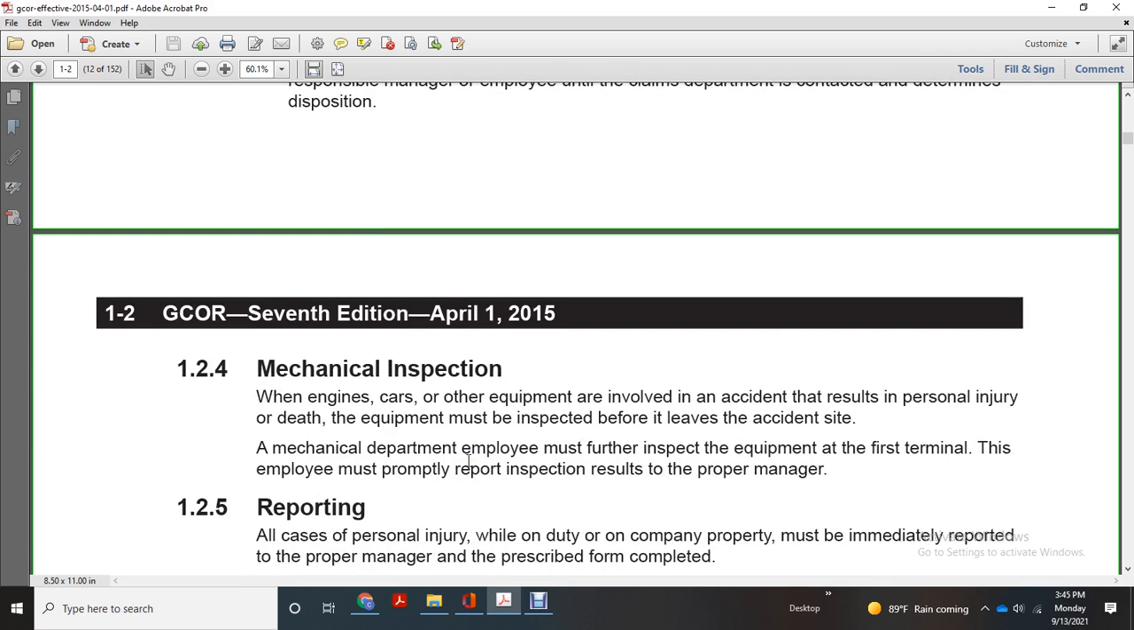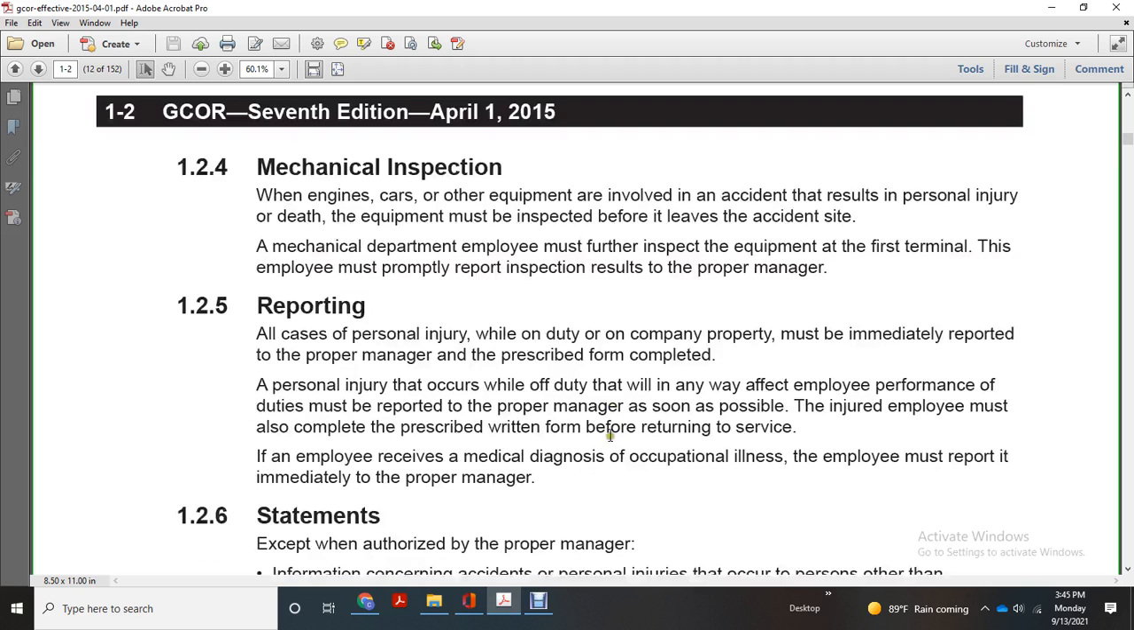Mechanical inspection. Engines, cars, or other equipment involved in an accident resulting in personal injury or death must be inspected before leaving the accident site. Mechanical department employees must further inspect the equipment at the first terminal and promptly report inspection results to the proper manager. Reporting. All cases of personal injury while on duty on company property must be immediately reported to the proper manager on the prescribed form. A personal injury that occurred while off duty that will affect the employee's performance of duty must be reported to the proper manager as soon as possible.